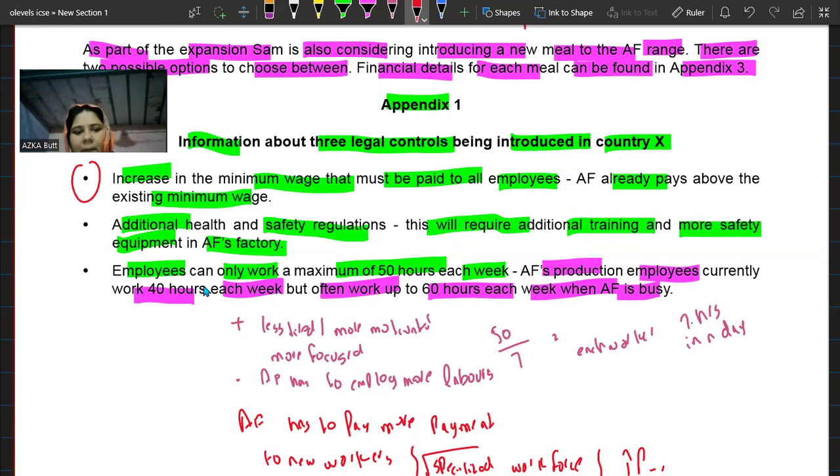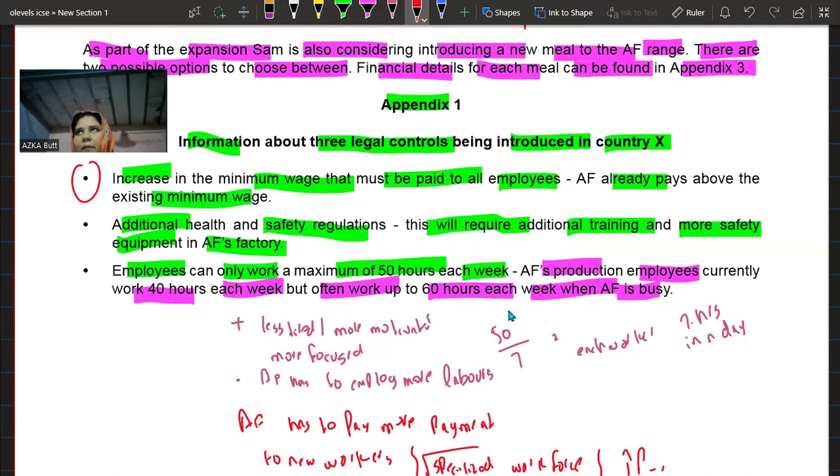So the third one is that employees can only work a maximum of 50 hours each week, and AF production employees currently work 40 hours each week, but often work up to 60 hours each week when AF is busy. So it means that this is kind of emergency hours. It means that whenever the demand is increasing, at that time AF has to instruct their workers to work for 60 hours.